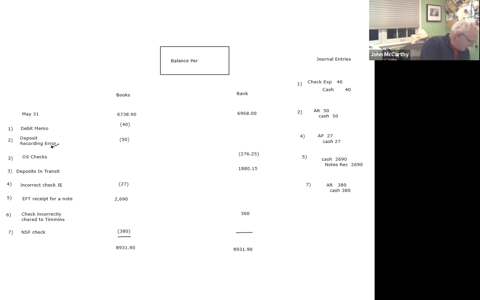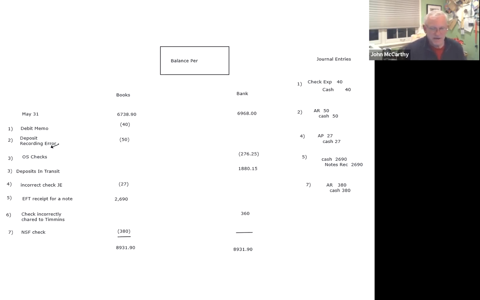Three, we had outstanding checks of $276.25. Those are recorded in our books already. They're checks that we've recorded in our books and mailed, but they haven't made it all the way to the bank yet. Whoever we sent them to hasn't cleared them through the bank. And so the bank's balance is too high. So we take $276.25 and reduce the bank balance. When we have something over in the bank column, we do not do entries for that because we do not keep the books for the bank.